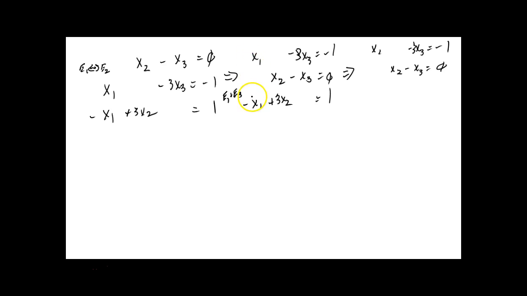x of 1 minus x of 1 is 0. Good. Add these two together. 0 plus 3x of 2 is 3x of 2. Add those two together. That's pretty easy. Minus 3x of 3. And then you add those two together and you get 0. So you wind up almost with the same thing you got. Yeah, it's the same thing.